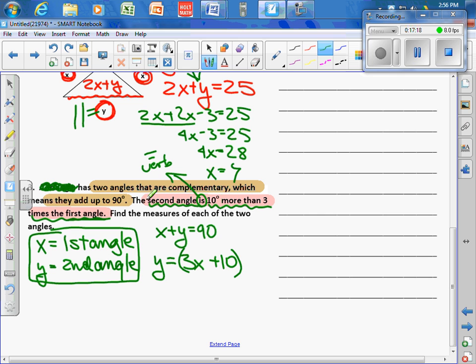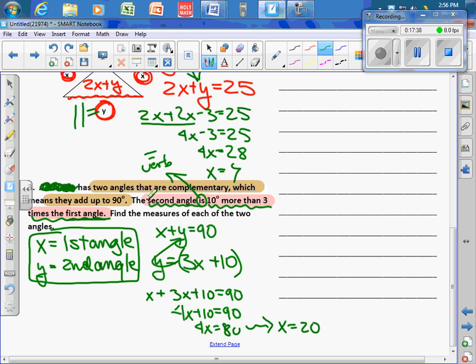Again, using substitution, we're going to put the 3x plus 10 into the first equation. X plus 3x plus 10 is equal to 90. 4x plus 10 equals 90. 4x is equal to 80. X equals 20. Well, what is that? Well, that's my first angle. How do I know? Because that's how I defined it in the first place. That's the reason why we need to do that. Define your variables so that we know what we're talking about at the end.